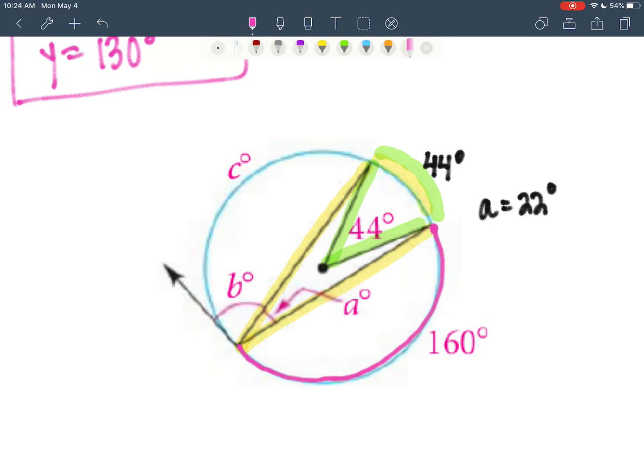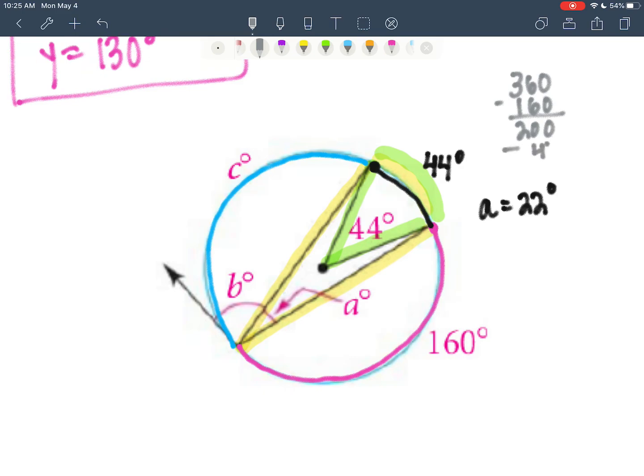We've got 160 right here, 160 degrees. Then we've got the 44 degrees. And we need to find out what C is. C is going to be the arc that's left over. So 360 minus 160 is 200. Take away that 44 and I get 156. So C is equal to 156 degrees.